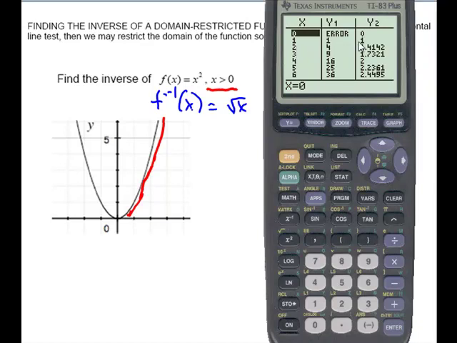So 1, 1 gives you the same, but here I have 2, 4. So I should have 4 and 2. Here I have 3 and 9. So for x equals 9 in the first column, I should have 3 in my y2. And I do. So those switch.